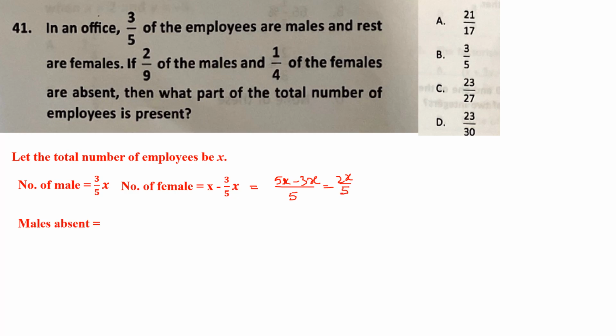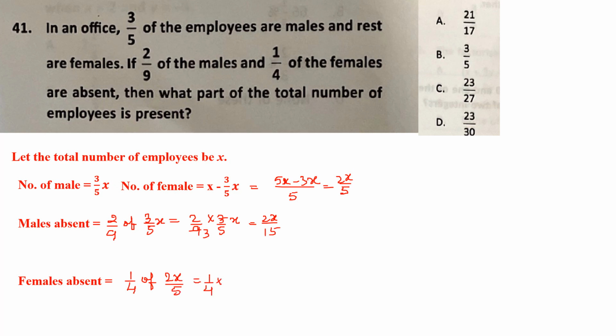Now it is given that 2 by 9 of the males are absent. The males are 3 by 5 X. Let's find out how many are absent. So 2 by 9 into 3 by 5 X. 3 threes are 9, so it gives me 2X by 15 males absent. Then how many females are absent? It is 1 by 4 of the number of females, which I got as 2X by 5. So 1 by 4 into 2X by 5. 2 ones are 2, 2 twos are 4, so it will give me X by 10.